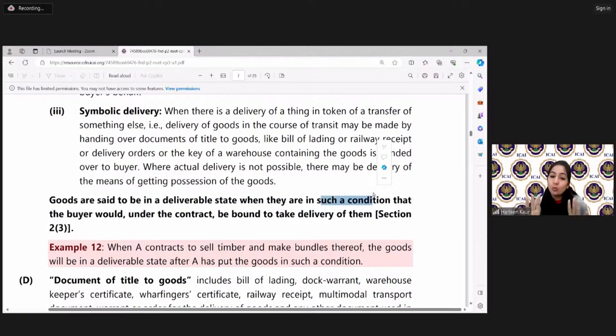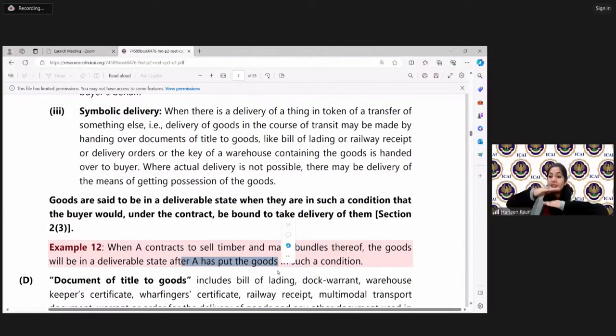A contracts to sell timber and make bundles thereof. The goods will be deliverable only when he has put the goods in such a condition. फिर से कहानी. अब A ने contract करा कि मैं आपको timber बेचूंगा. Timber क्या होता है? Wood होती है. Tree से हम काट कर उसकी wood, उसके bundles बनाते हैं. Wood logs होती है इससे.